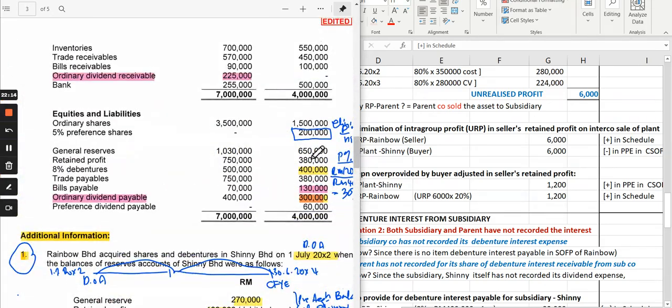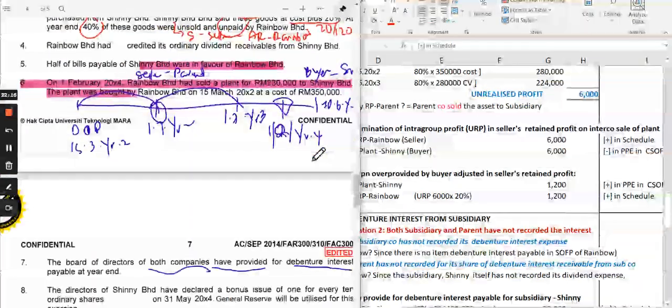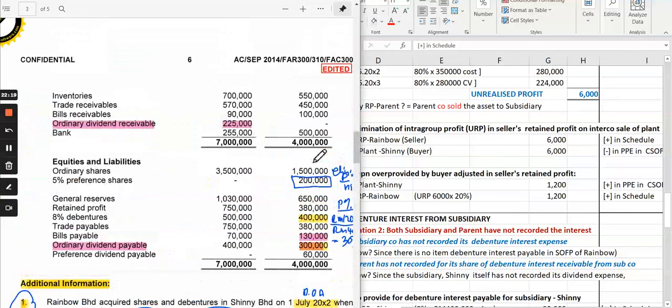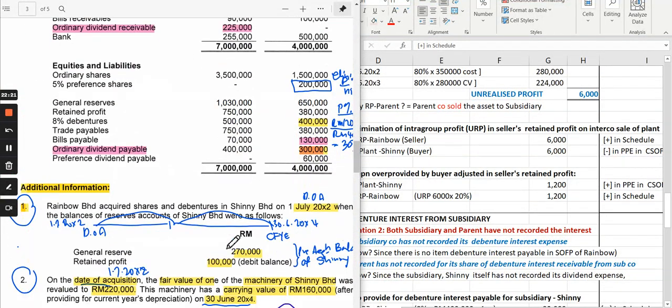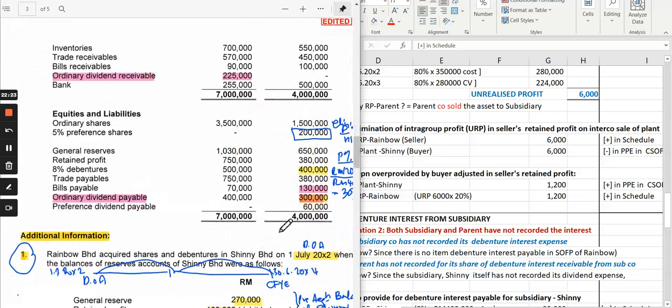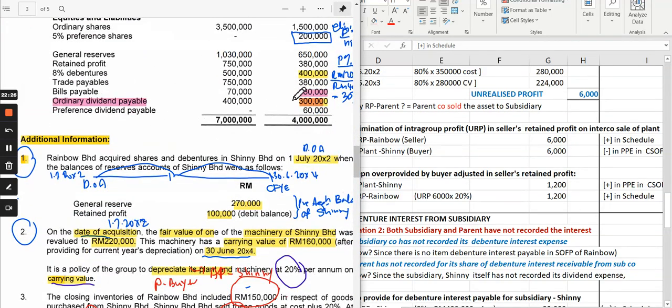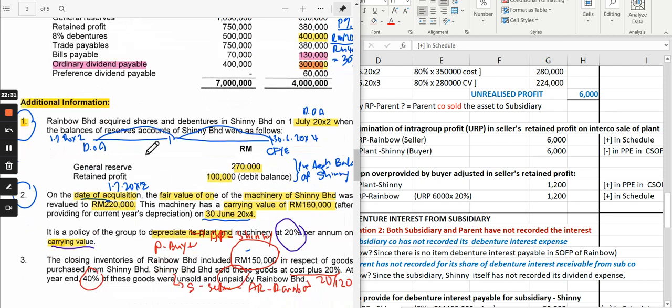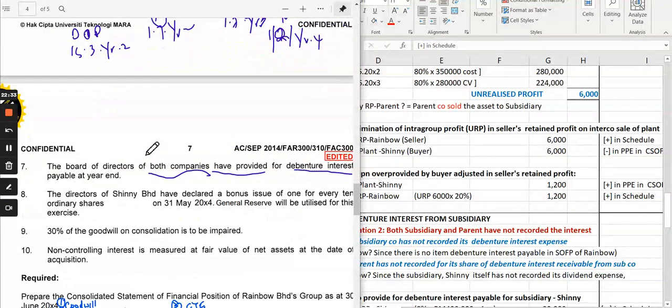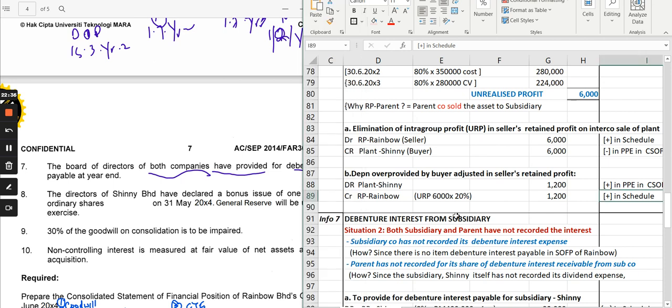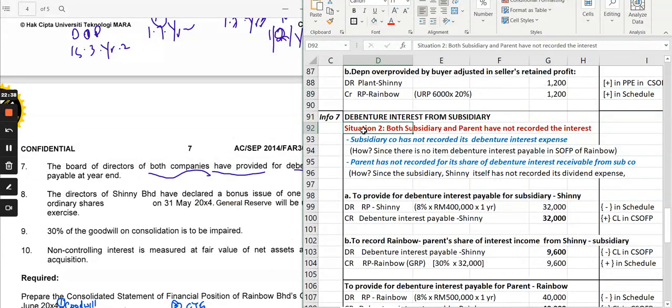So if you check even in your statement of financial position, you would see that they have not yet provided. There is no debenture interest, just preference and ordinary dividend here. So you are going to provide, right? And this is relating to situation number 2. Situation number 2 is where both parent and subsidiary have not recorded the interest. So let us look at the income from the subsidiary point of view.